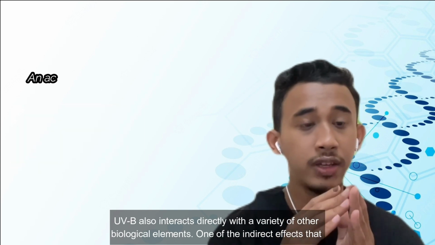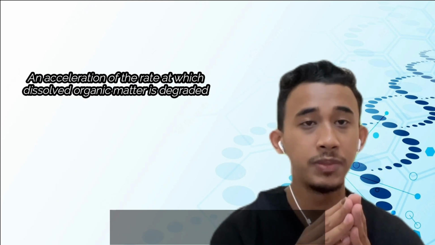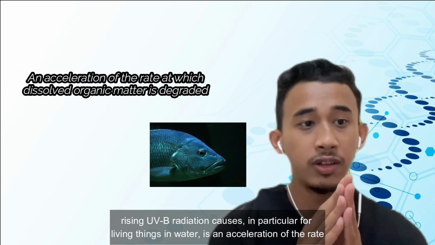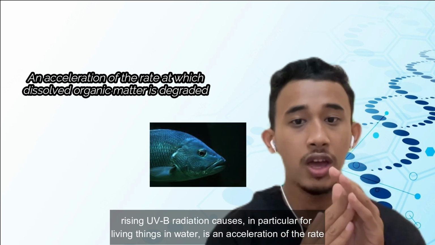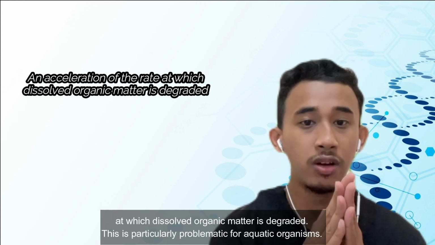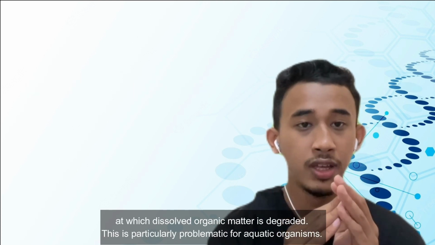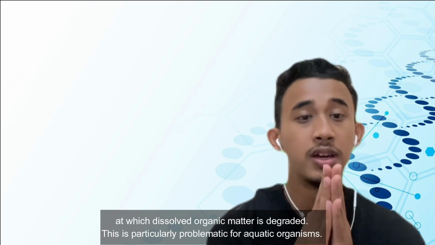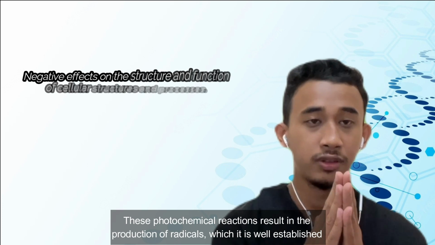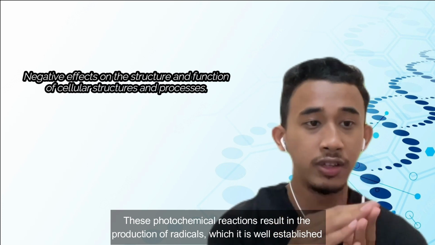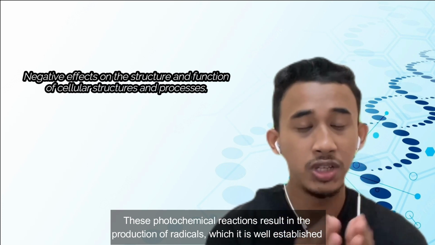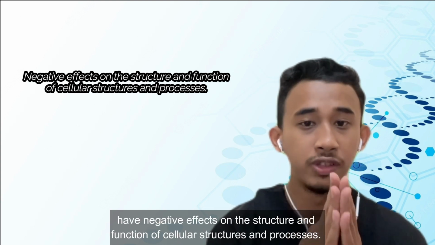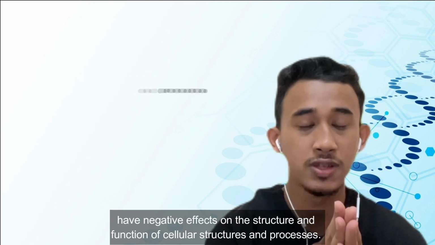One of the indirect effects that rising UVB radiation causes, in particular for living things in water, is an acceleration of the rate at which dissolved organic matter is degraded. This is particularly problematic for aquatic organisms. These photochemical reactions result in the production of radicals, which are well established to have negative effects on the structure and function of cellular structures and processes.